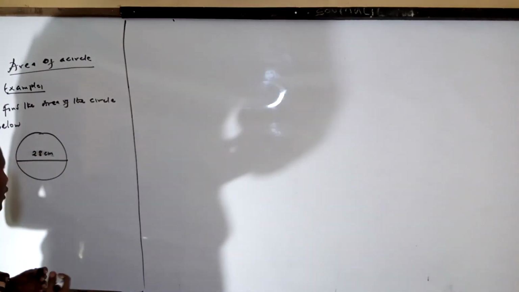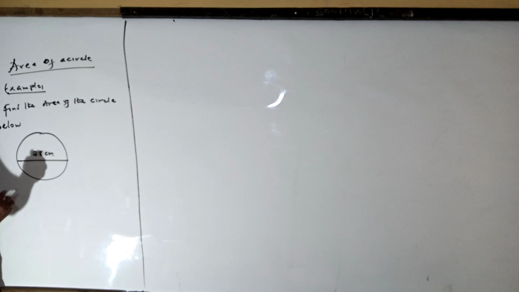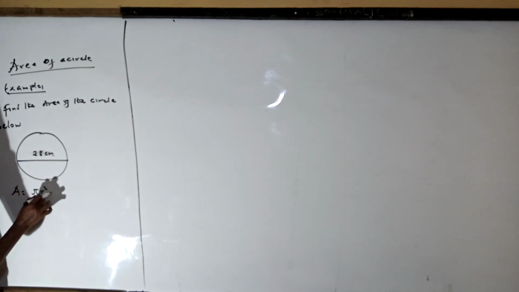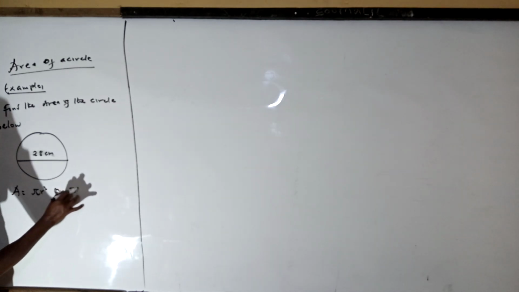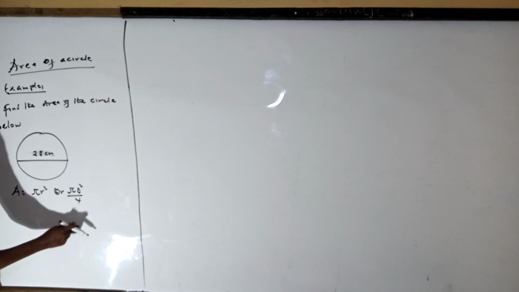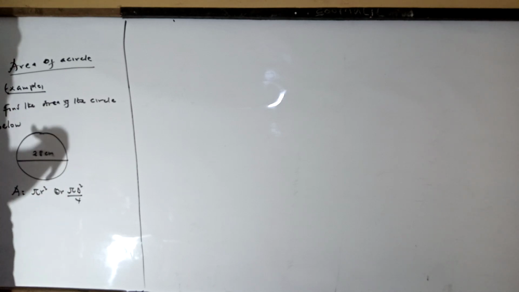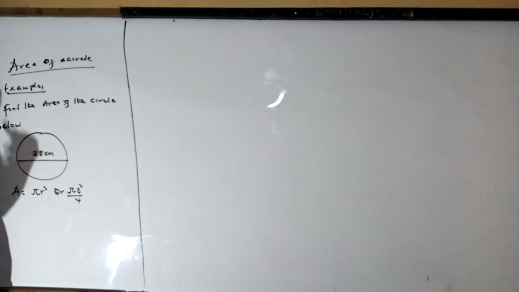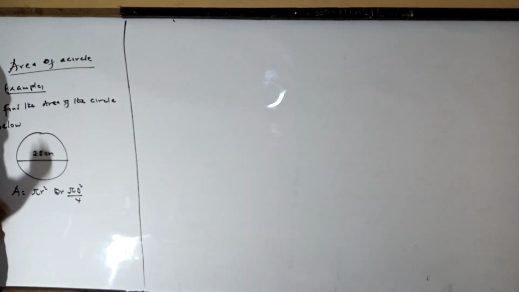Remember, area of a circle is gotten by area is equal to πr² or πd²/4. This latter formula, the second one, is very rare in the syllabus. However, if you go to an interview, maybe you're going to see this one, πd²/4. In the syllabus, we say area is equal to πr², where r is the radius of the circle and π is a constant. So you have the two options. Let me use the two of them.